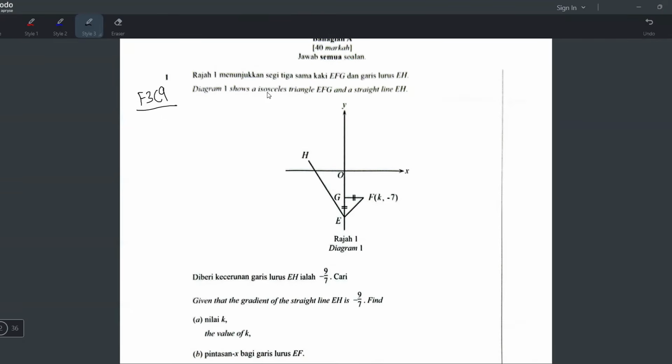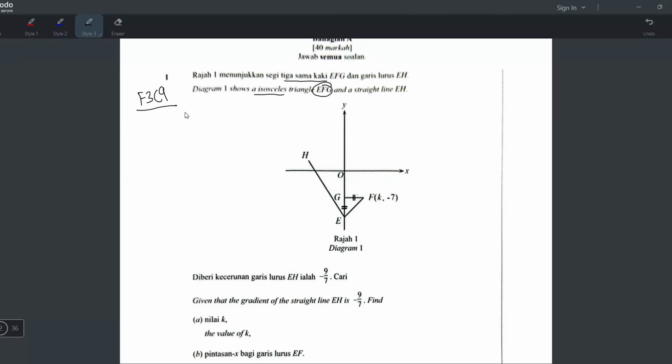Let's read the soalan again. Isosceles triangle EFG. Isosceles, segitiga sama kaki. It means the triangle has two sides with the same length. Let's double check. EFG, ya memang betul ada dua side yang sama panjang. And if the two sides are the same length, what happens to this angle and this angle? Dia akan sama juga kan? Yeah, the sudut will be the same also. But I'm doing the straight line chapter, so I don't think the angle will be important.